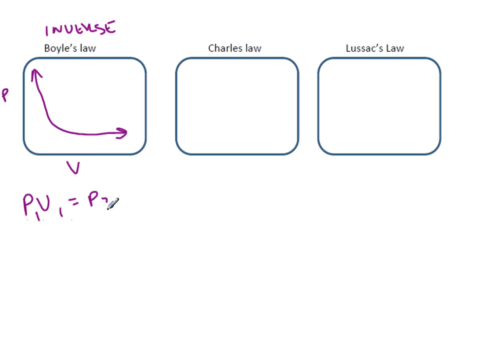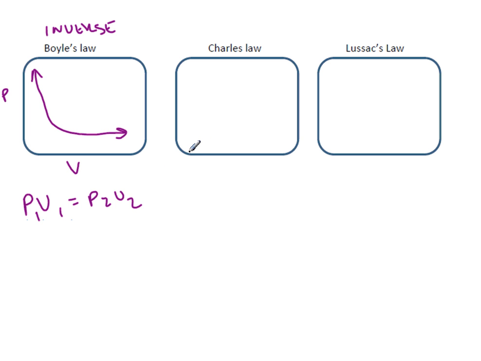When we talk about Boyle's law, from a graphic standpoint, P and V, it is an inverse relationship. It's the only gas law that is inverse. That's key that you need to know. Pressure and volume are inversely related, so we end up with P1 V1 equals P2 V2.